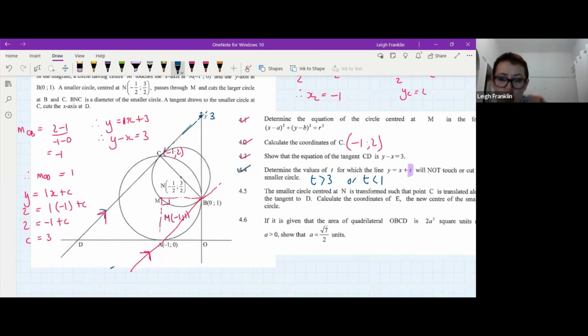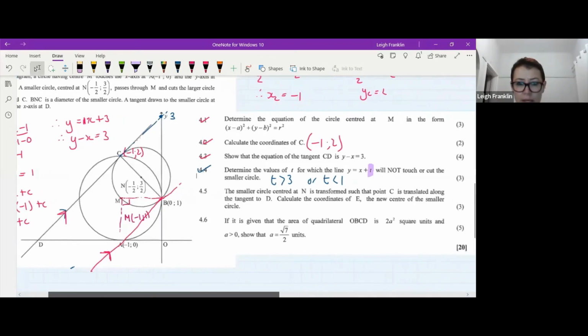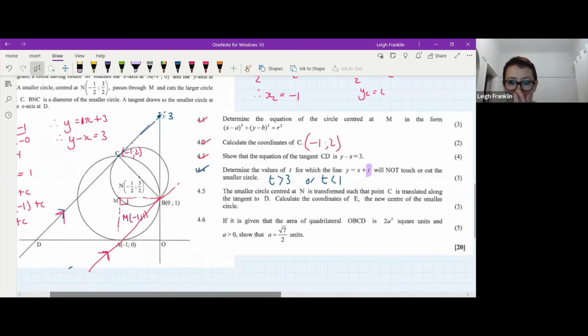All right, question 4.4 done. Now 4.5. Okay, so here, the smaller circle centered at N is transformed such that point C is translated along the tangent to D. Calculate the coordinates of E, the new center of the smaller circle.